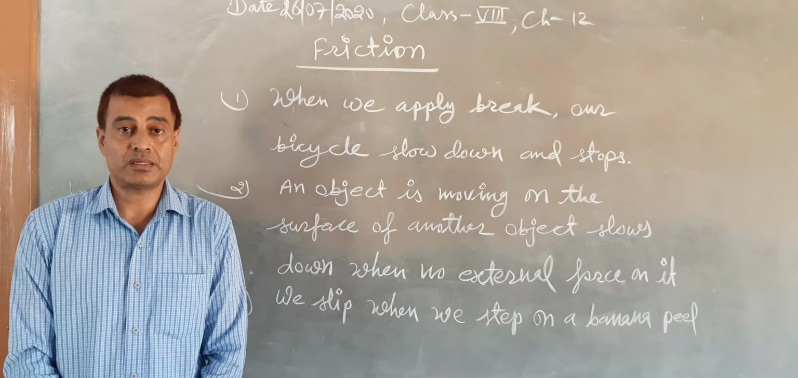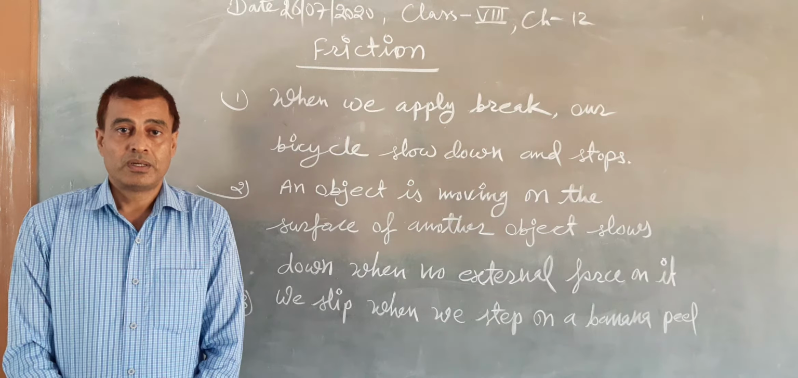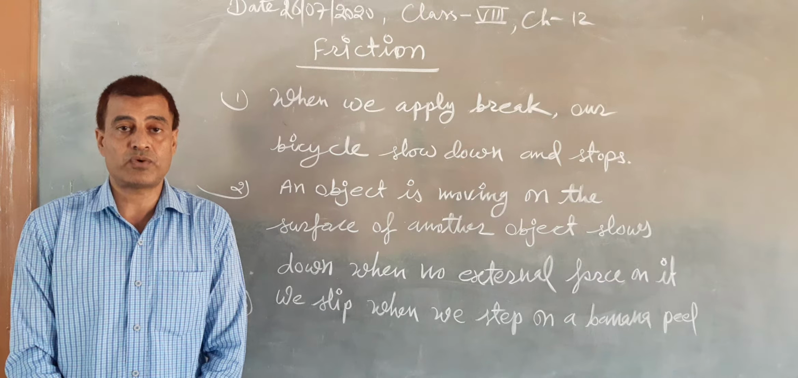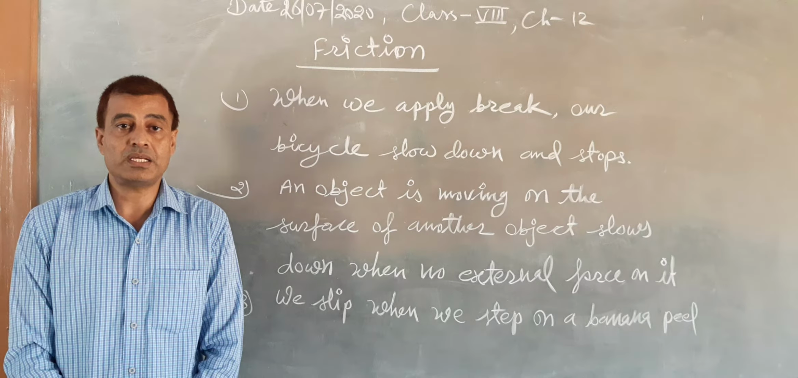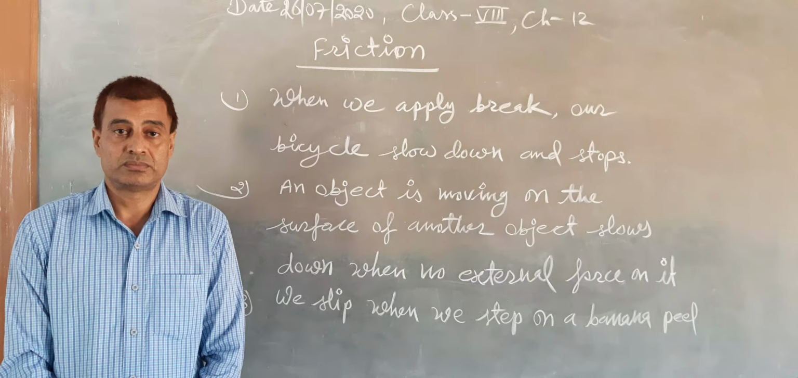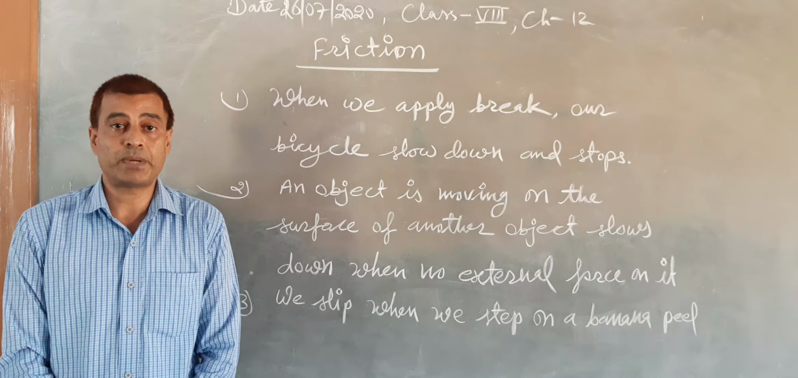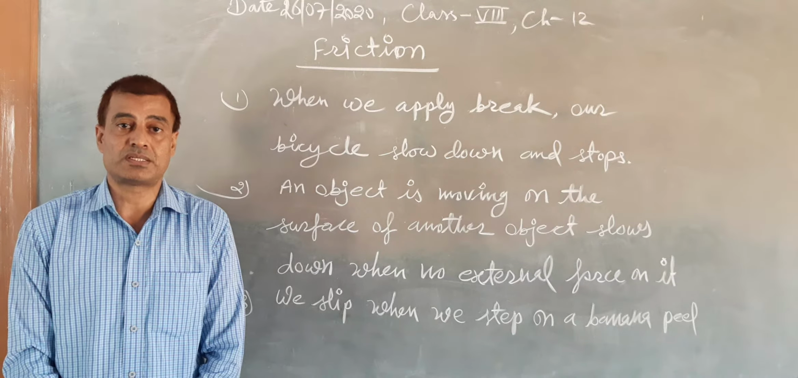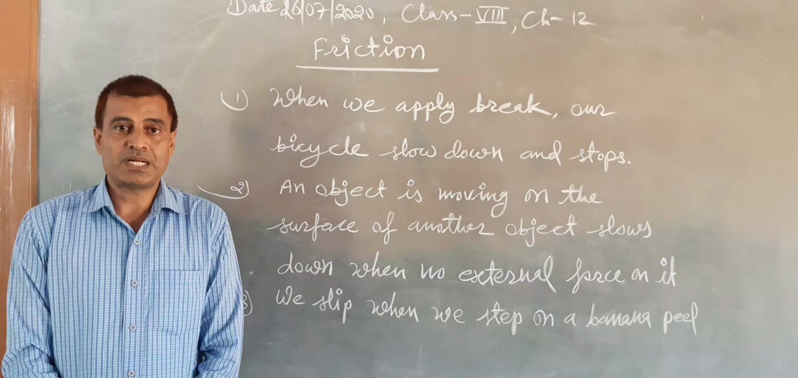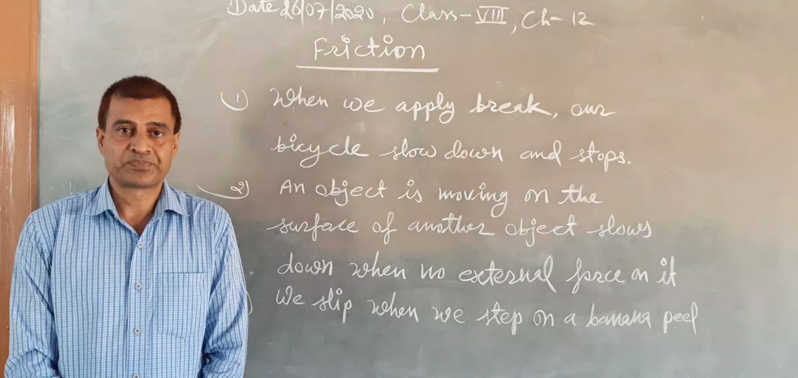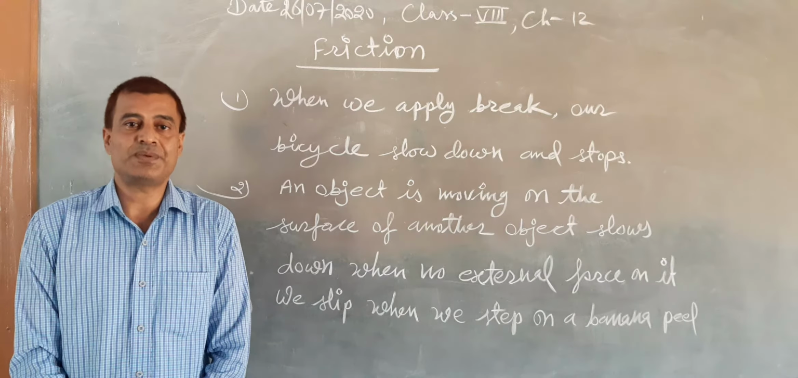We take another situation. An object is moving on another object, and if there is no net external force, then it finally slows down and stops. Third situation, we fall down when we step on a banana peel. What is the reason of all these events? In this chapter, we will try to find the reasons of all these events. To understand these reasons, we have to do some activities.